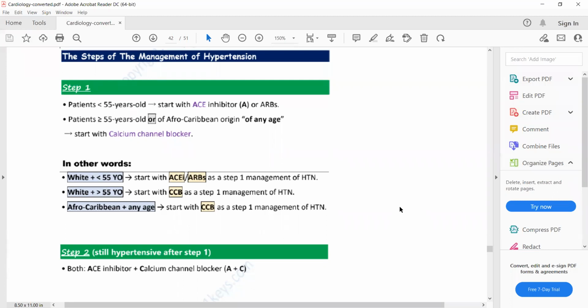Step 2 is that if we started ACE inhibitors, then in the second step we will add calcium channel blocker. And if we started calcium channel blocker in the first step, then we will add ACE inhibitor. In simple words, in the first 2 steps, ACE inhibitor and calcium channel blockers are used, depending upon the circumstances.